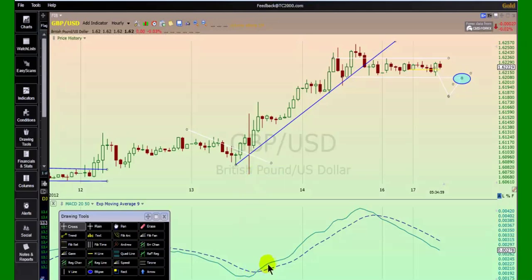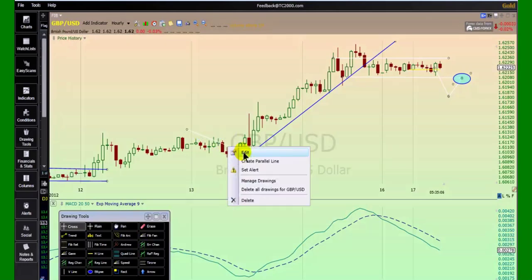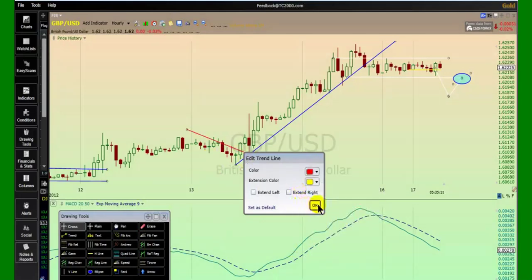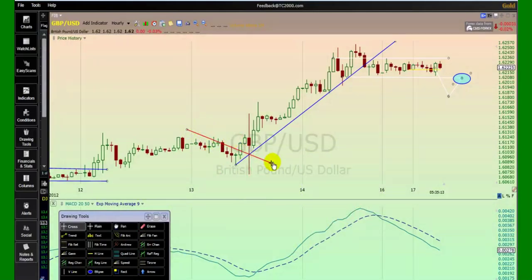When MACD crosses above its signal line, it's telling us that the price has crossed above a bearish trend line. You see this line here, which I'm going to color now in red, is a bearish trend line because it has a negative slope. So MACD crosses above the signal line.